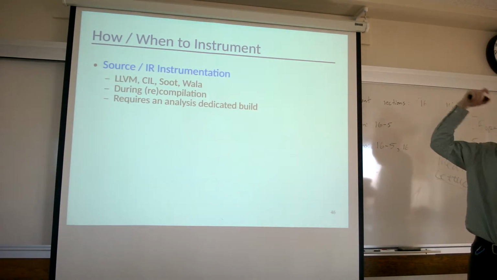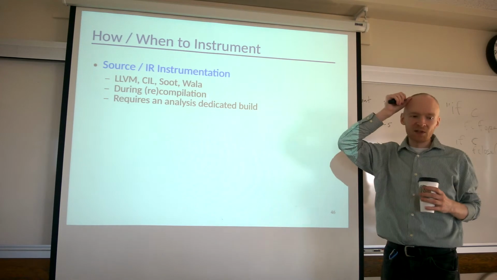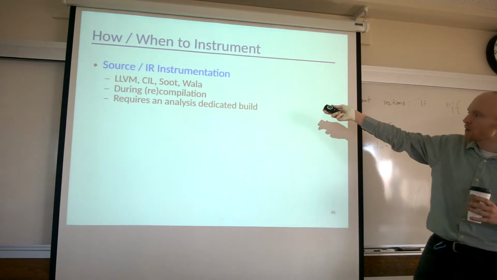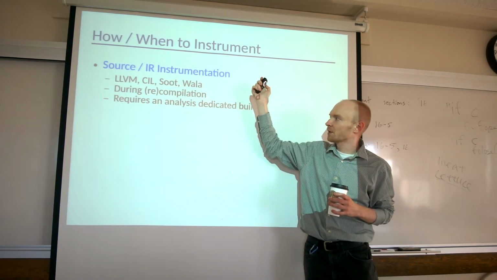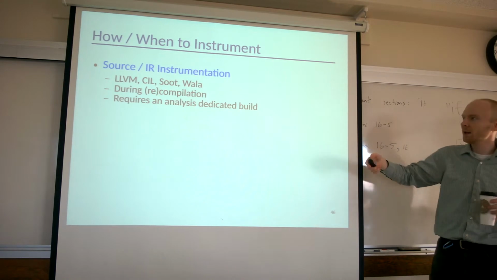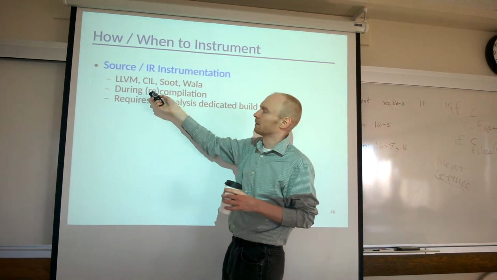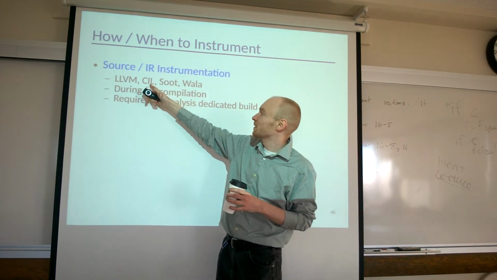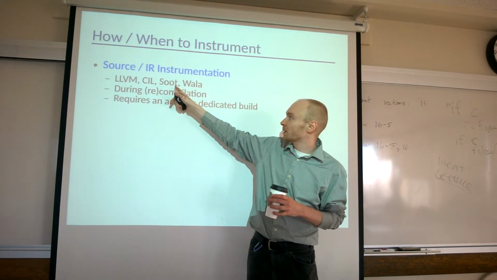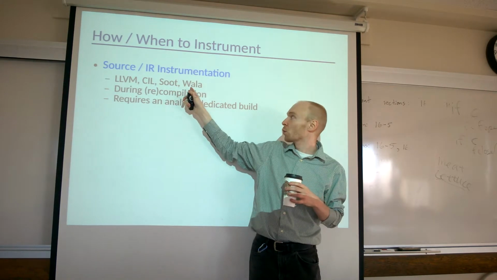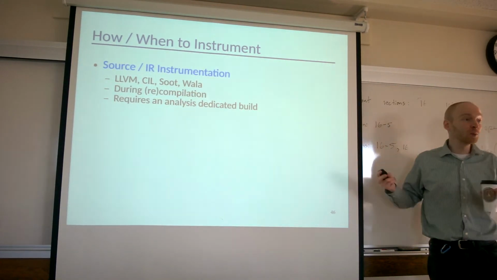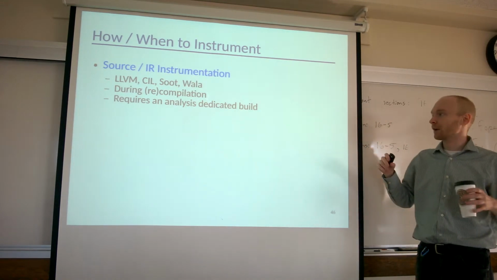Okay, so how and when do you want to actually instrument your code when you're doing dynamic analysis? Well, you can do source or IR level instrumentation. This is what tools like LLVM, CIL or Soot do, or WALA. LLVM you've seen, hopefully. CIL is something that lets you analyze C program source code, and Soot lets you analyze Java and JavaScript, and WALA also lets you analyze Java and JavaScript. Any of them would be perfectly fine to use in a final project.